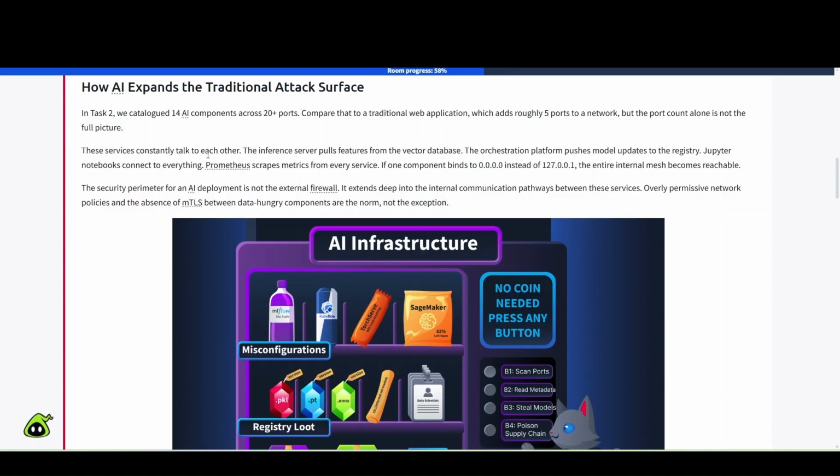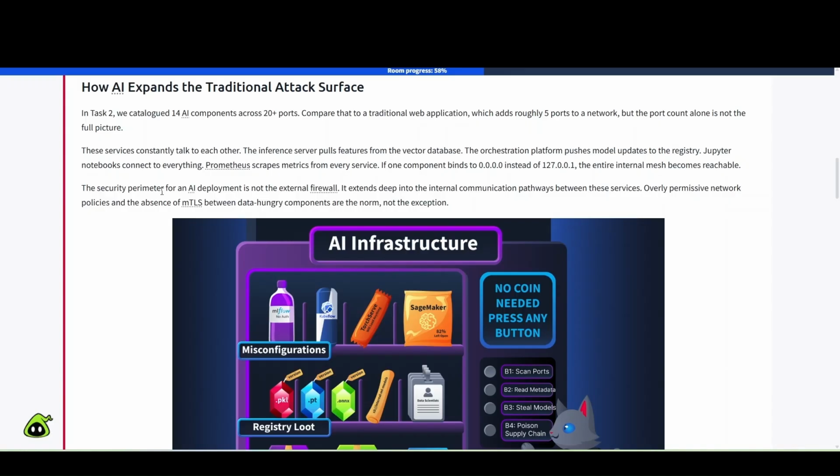These services constantly talk to each other. The inference server pulls features from the vector database. The orchestration platform pushes model updates to the registry. Jupyter Notebooks connect to everything. Prometheus scrapes metrics from every service. If one component binds to 0.0.0.0 instead of 127.0.0.1, the entire internal mesh becomes reachable.